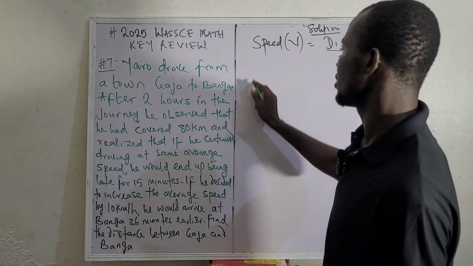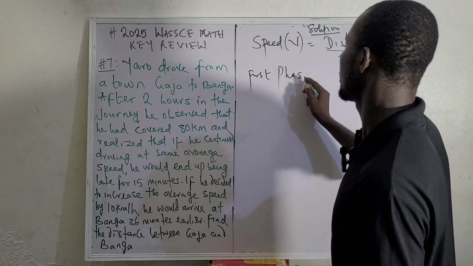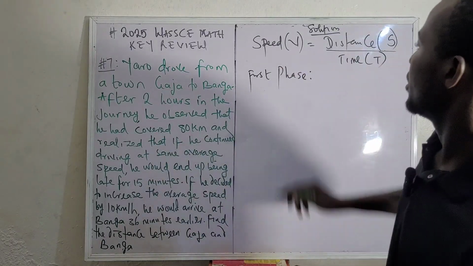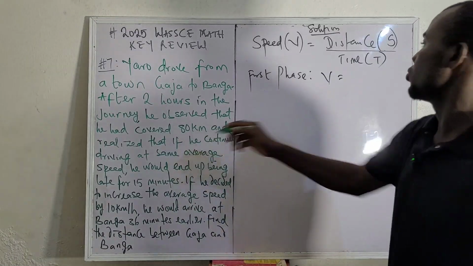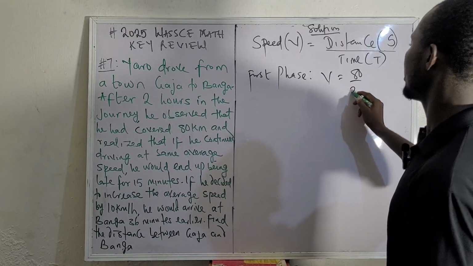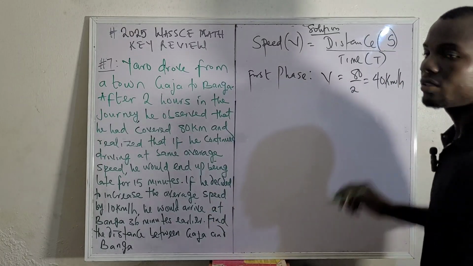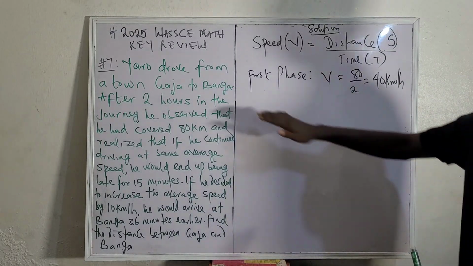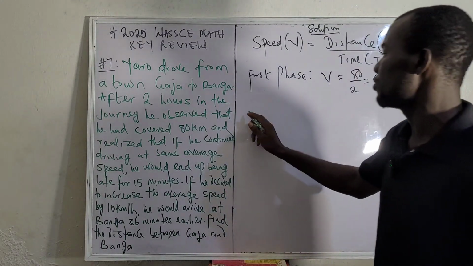In the first phase, the speed will be 80 divided by 2, and that is 40 kilometers per hour. So that is the first phase of the journey. You've gotten that. Now let's go to the second phase.